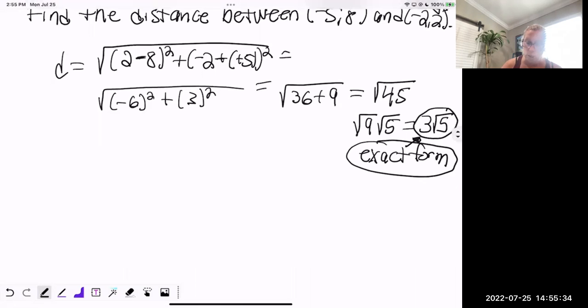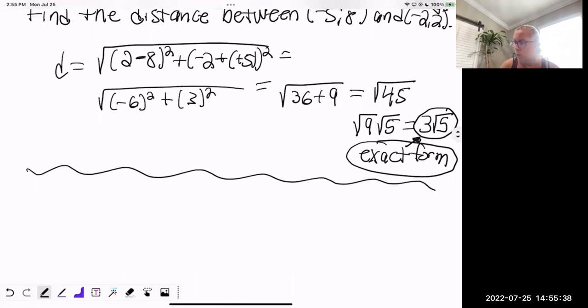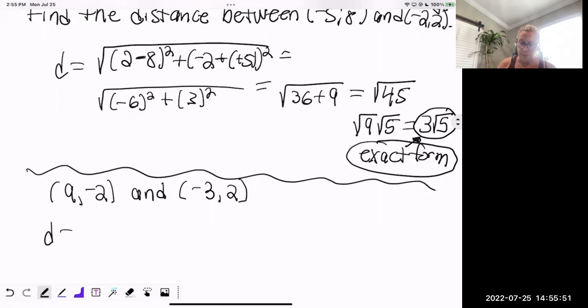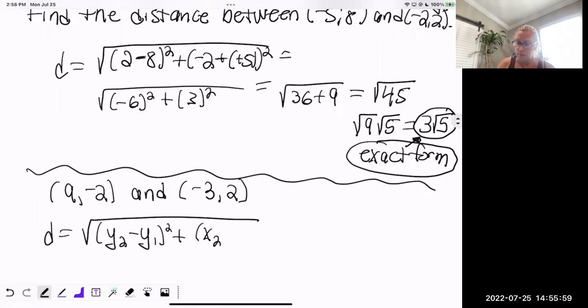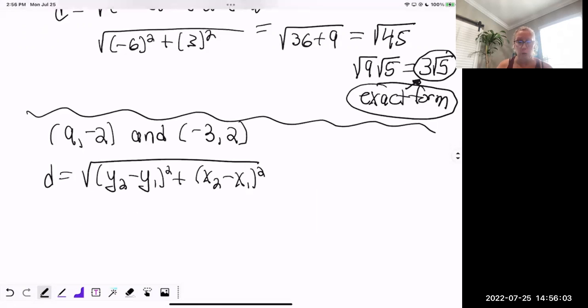We'll do one more. Same directions, right here are different points. 9, -2, and -3, 2. The distance, if you have to write this down just to get it into your head, please do. That's a really good idea. I should have done it on the first one. I wrote down my formula first, and now I'm going to do plugging in.